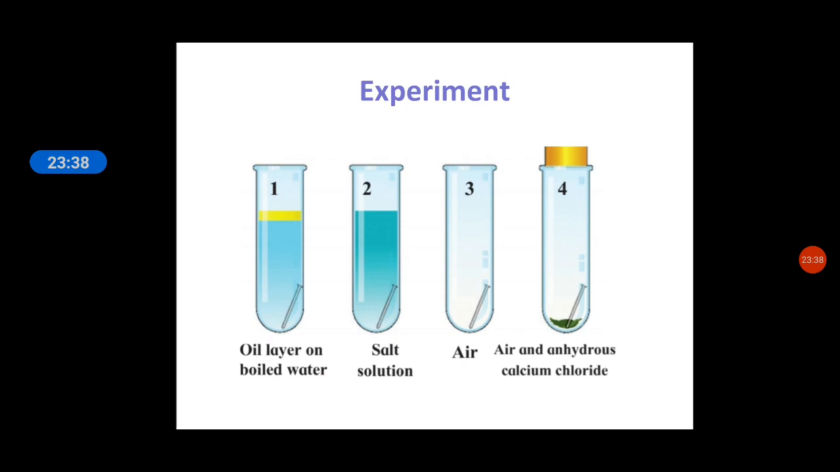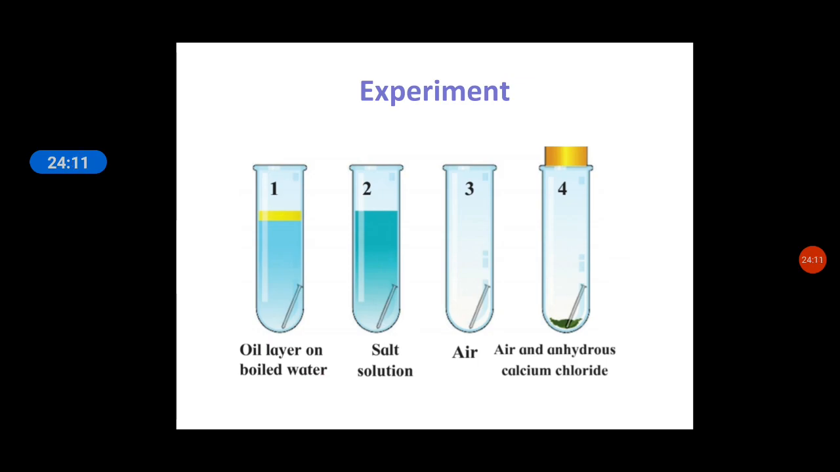Now, when you observe this, what are you finding? Oil is there on the boiled water. That means the nail has not reacted with the oxygen present in the atmosphere. That means iron does not rust. Salt solution: we already learned the rusting process takes place rapidly in the presence of salt. So that means rusting takes place on the nail in test tube 2.